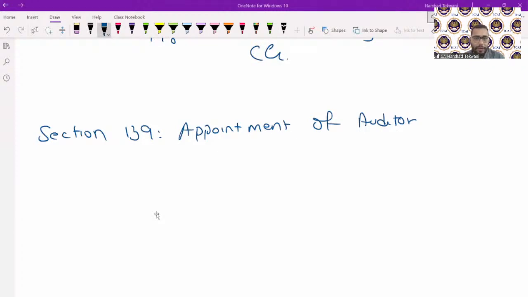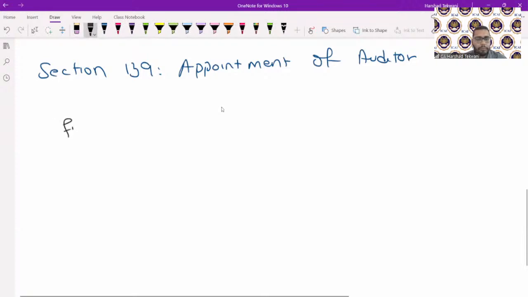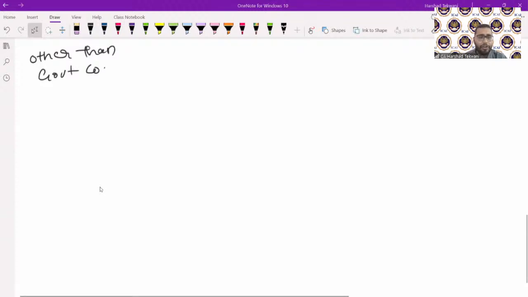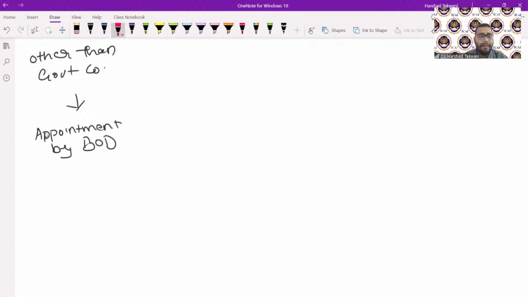in case of a company, if it is a first time appointment of an auditor, other than a government company, that is, this is not a government company, then how is it required to be appointed? Within 30 days from the date of registration, by the board of directors.